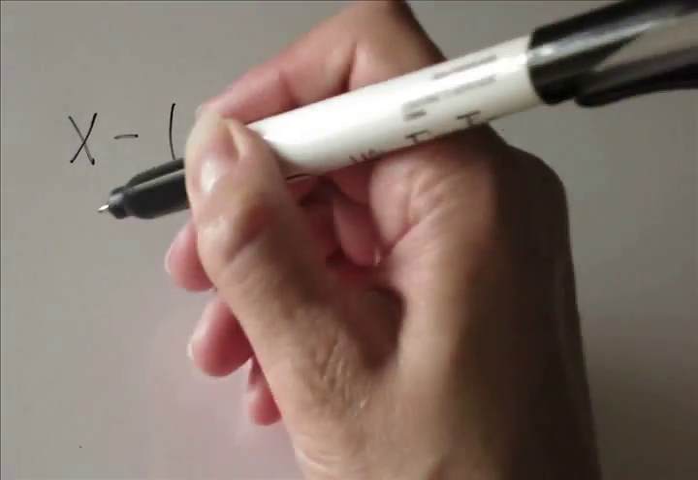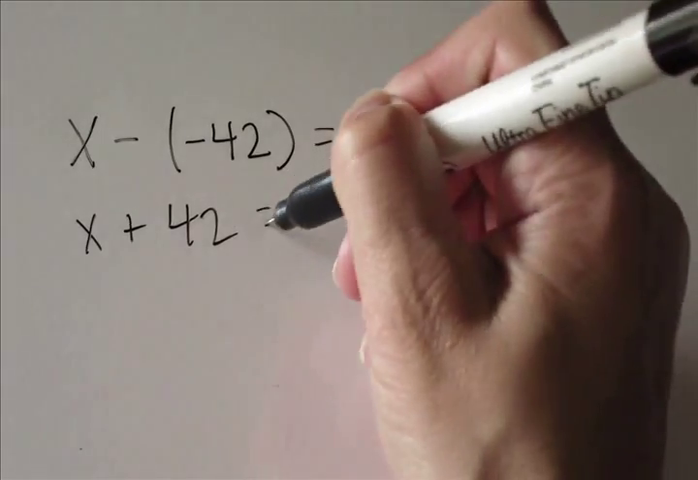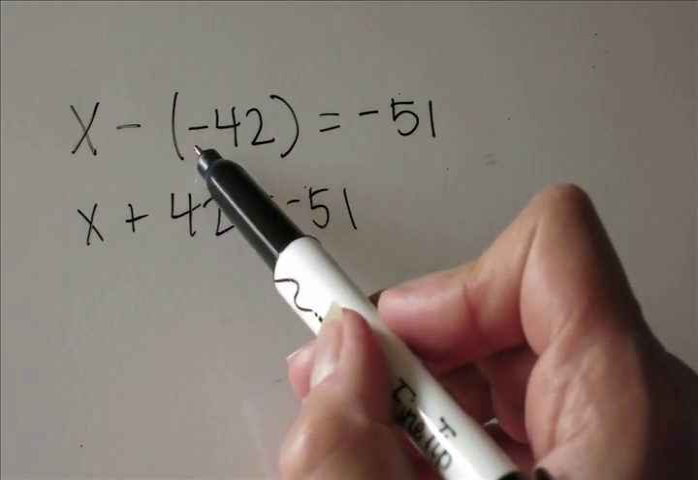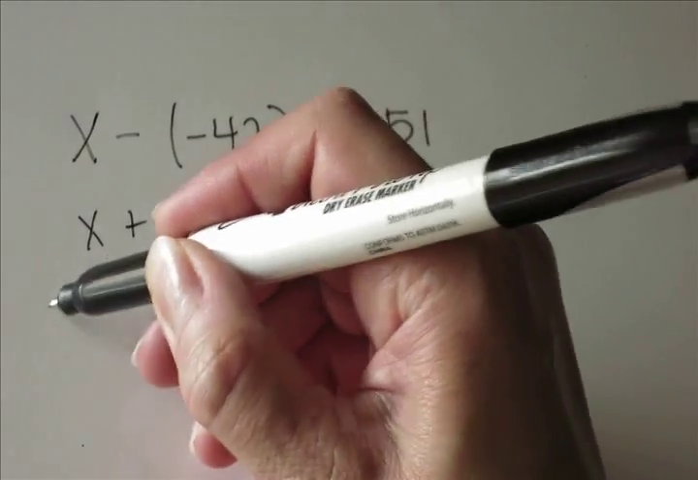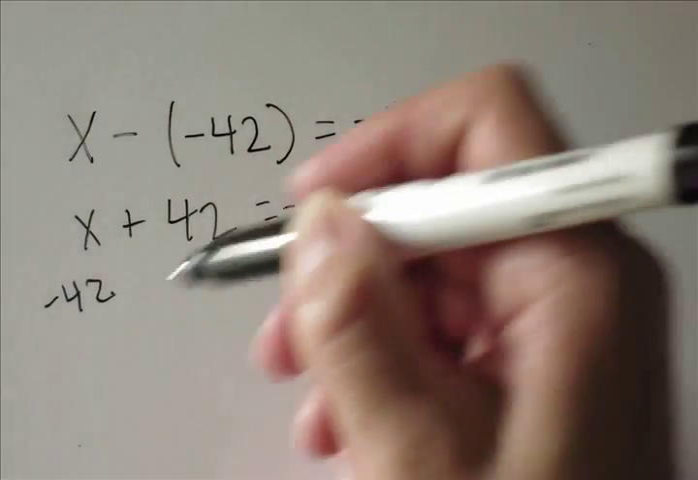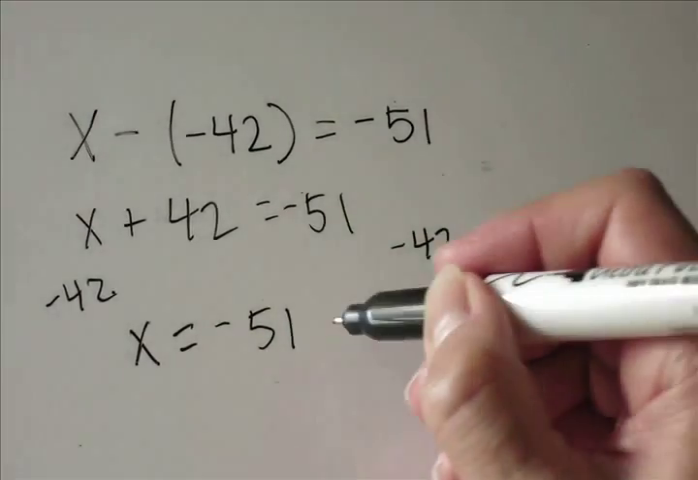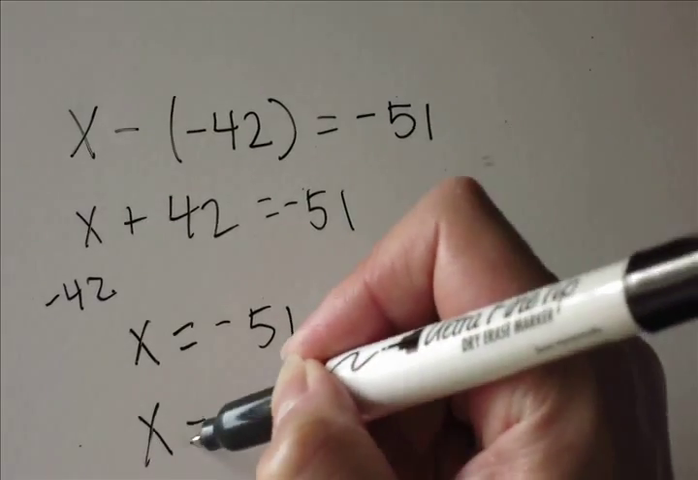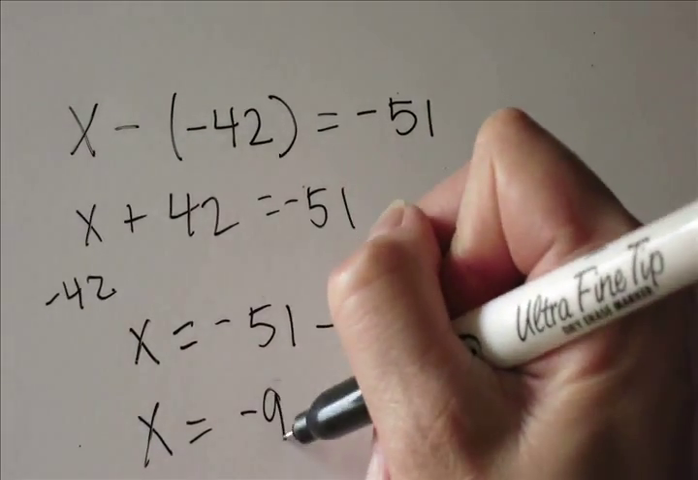Problem 22, x minus negative 42 equals negative 51. I would start by rewriting this as x plus 42 equals negative 51, because subtracting a negative number results in essentially adding. Minus 42 from each side to give x equals negative 51 minus 42. Negative 51 minus 42 equals negative 93.